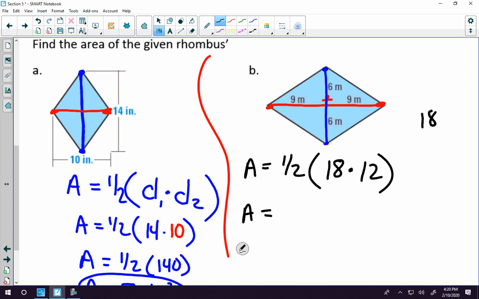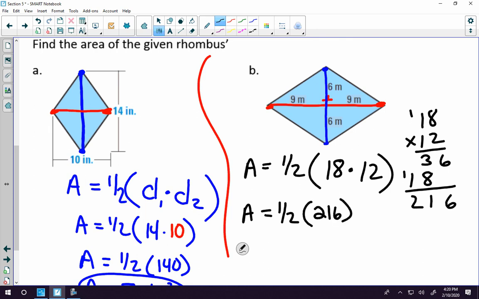So off to the side, I got to do a little work here. 18 times 12, 8 times 2, 16, carry the 1. 2 times 1 is 2, plus 1 is 3. 1 times 8 is 8. 1 times 1 is 1. We got 6. 8 plus 3 is 11. Carry 1, 2, 16. So the space inside of this rhombus is 1/2 of 216. So the material needed to make this kite would be 108 square meters. 108 square meters there.